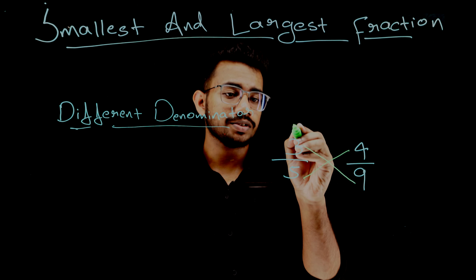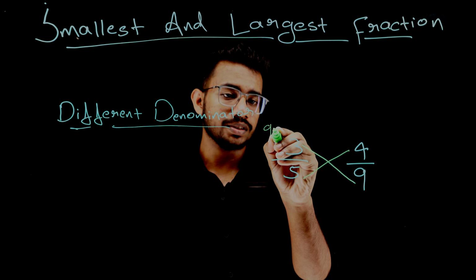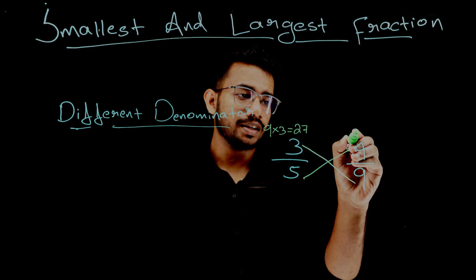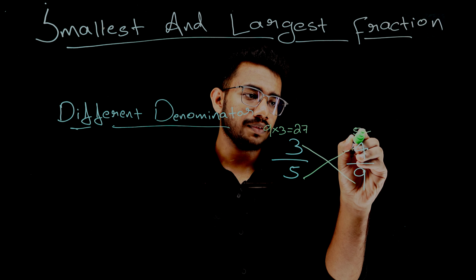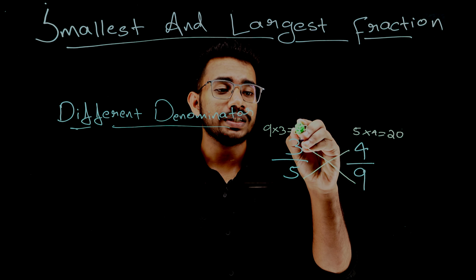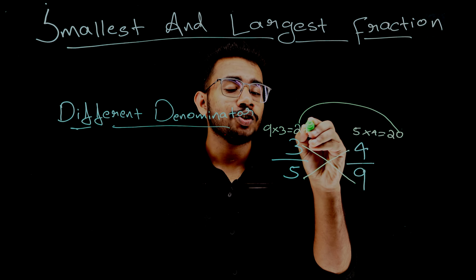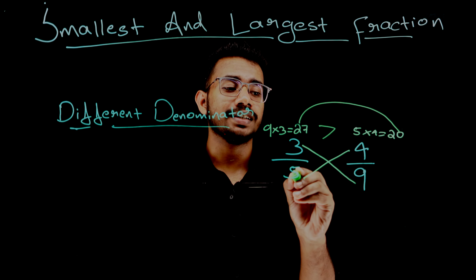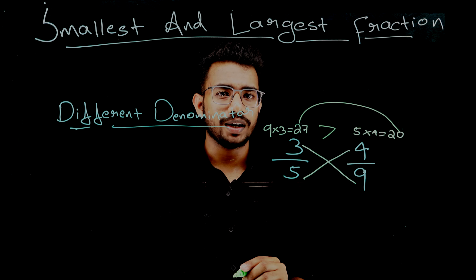And what is 9 times 3? 9 times 3 is 27, and what is 5 times 4? 5 times 4 is equal to 20. Now which one is larger, 27 or 20? 27 is larger, that means 3 by 5 is a larger fraction compared with 4 by 9.